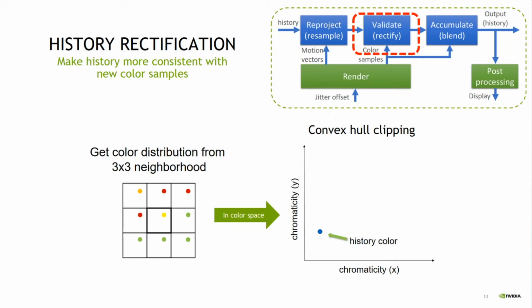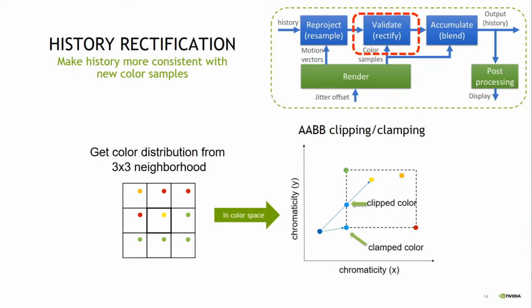A major advance in TAA in recent years is the introduction of history rectification approaches, which basically bias the history values to make them more consistent with the new color samples from the current frame. Then we can blindly blend them with the new samples without contaminating the new frame. One way to perform the rectification is to take the color distribution from the 3x3 neighborhood in each pixel, and then compute the convex hull in color domain, and then clip the history color against that convex hull. Note that the chart on the right only shows 2 out of 3 dimensions in the color space, but you get the idea. The clipped history color is now within the same gamut of the neighboring samples.